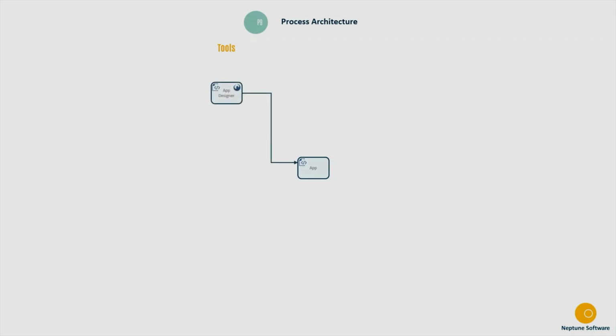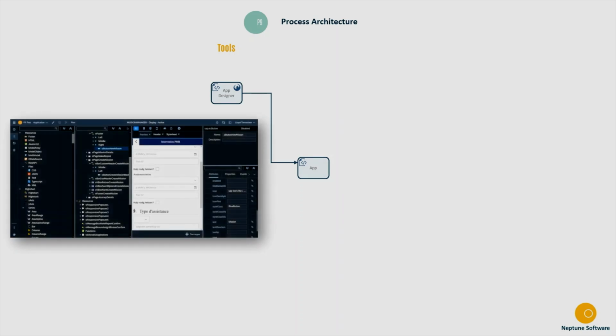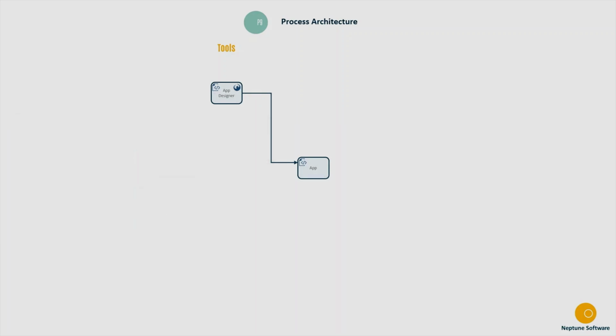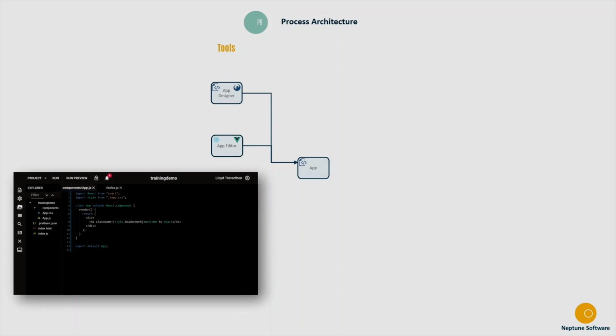The App Designer is an integrated low-code development environment. It utilizes drag-and-drop functionality for creating applications, supports version management, language translations, and high charts. To complement this tool is the App Editor, which is for developing applications in React.js and Vue.js.